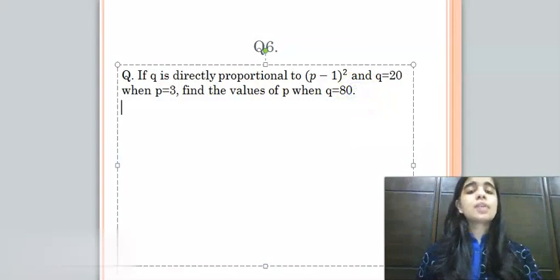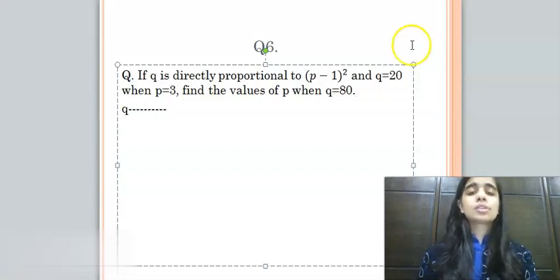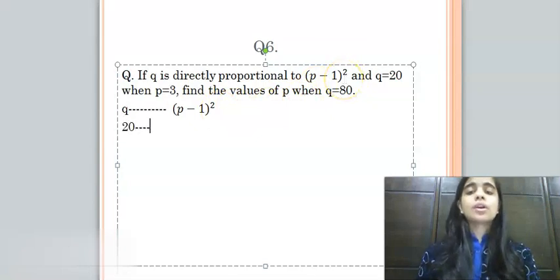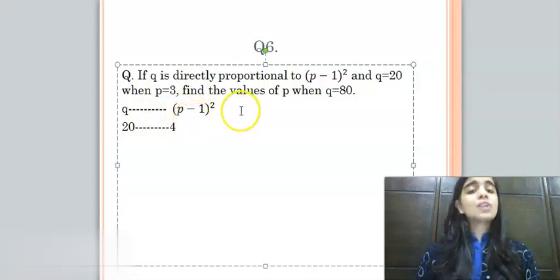Again we will use the same way. So Q is directly proportional to P minus 1 whole square. We will write this. Okay, so Q is 20. Now, there is a relationship between Q and P minus 1 whole square. So we need to find P minus 1 whole square. So since P is 3 when Q is 20, 3 minus 1 will give us 2 and 2 square will give us 4.